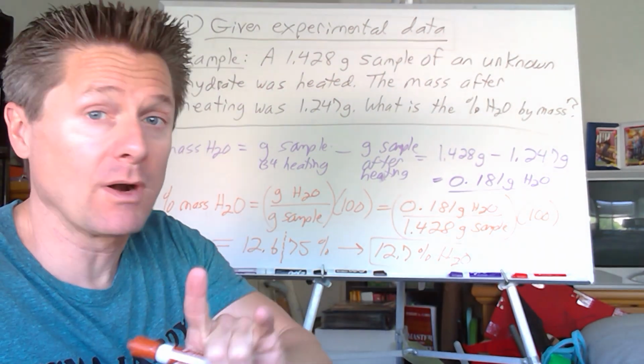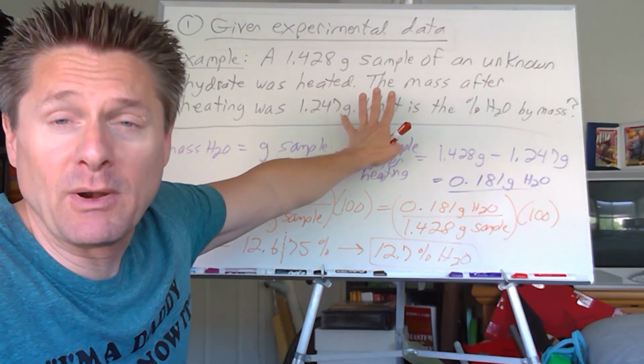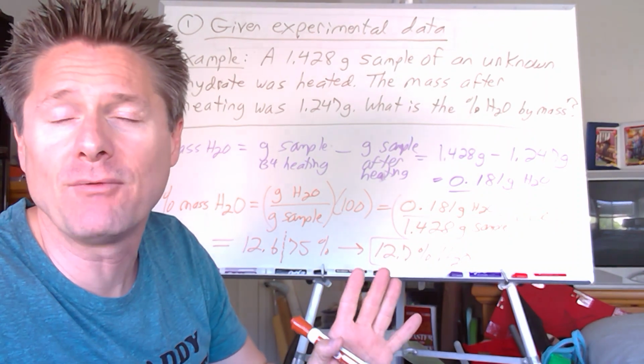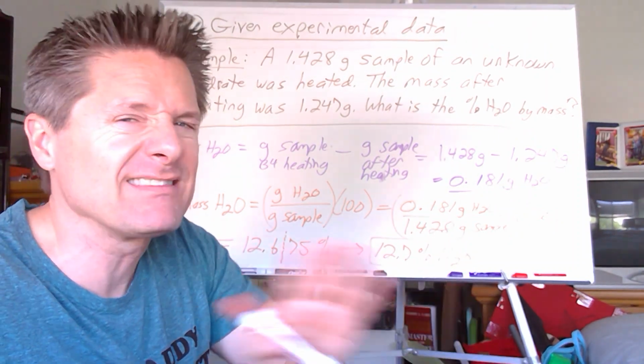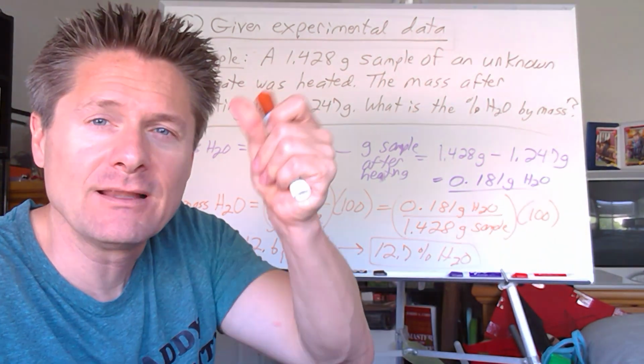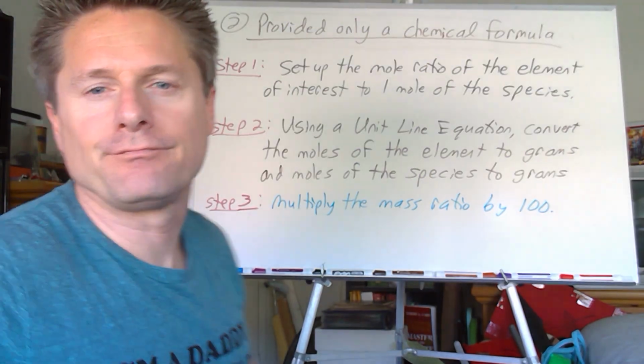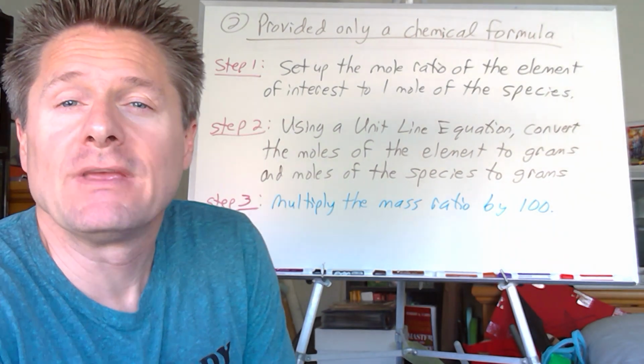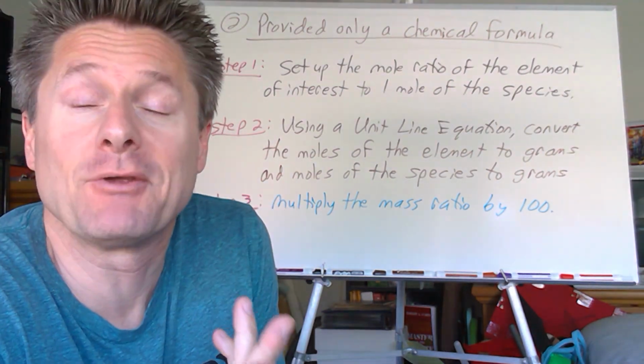Now let's do a problem where we don't have any data. We're not given any experimental data, just the formula of the actual compound. We can calculate the percent by mass of any portion of that lickety-split, gang. Let me show you how to do that. This is one of my absolute favorite problems in chemistry, believe it or not.